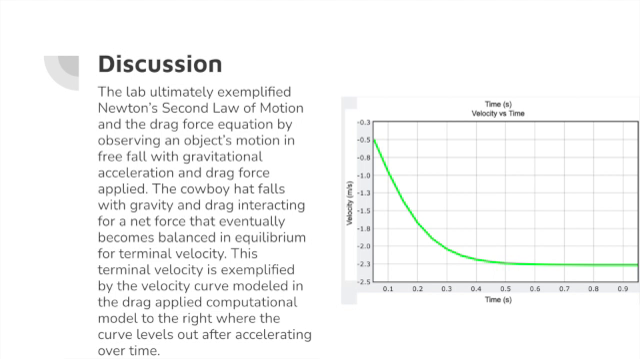Discussion. The lab ultimately exemplified Newton's second law of motion and the drag force equation by observing an object's motion in free fall with gravitational acceleration and drag force applied. The cowboy hat falls with gravity and drag interacting for a net force that eventually becomes balanced in equilibrium for terminal velocity. This terminal velocity is exemplified by the velocity curve modeled in the drag applied computational model to the right, where the curve levels out after accelerating over time.